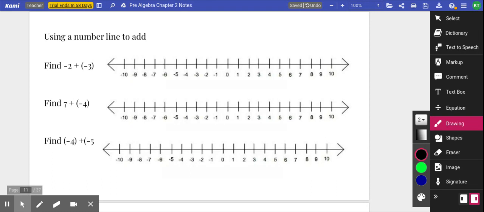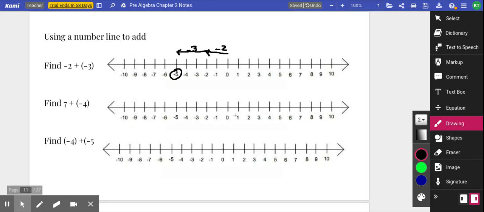All right, using a number line to add. So if we look here, starting at -2, right? I guess if we start at 0, so going to -2 would get me here. And then if I'm going to add to that -3, that's again, direction is left, 1, 2, 3. Right, that gets me to -5.